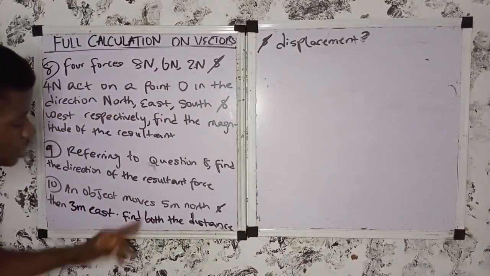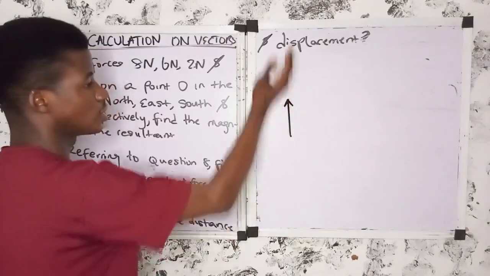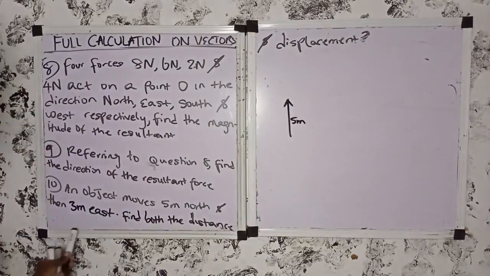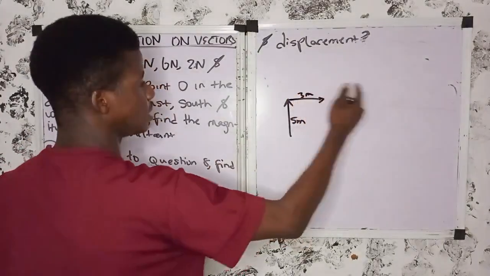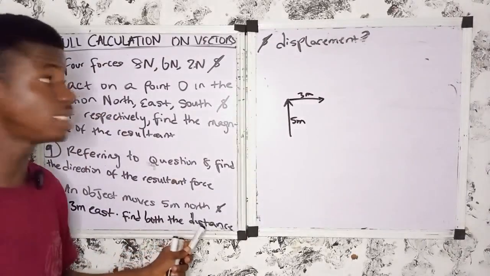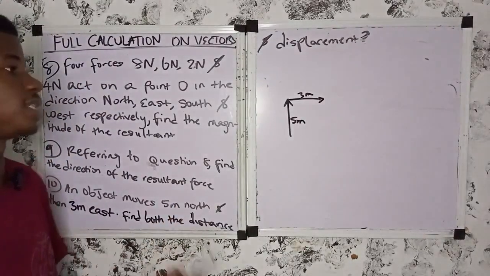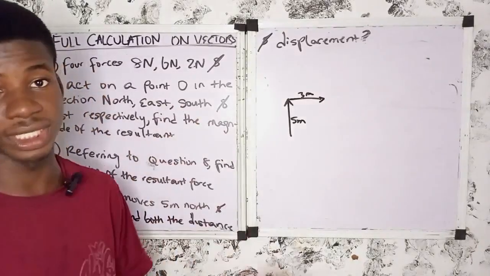They say an object moves 5 meter north. So this is the north direction. The object moves 5 meter north, and then 3 meter east. They say find both the distance and displacement covered by this object. Now remember, distance and displacement are two different things.